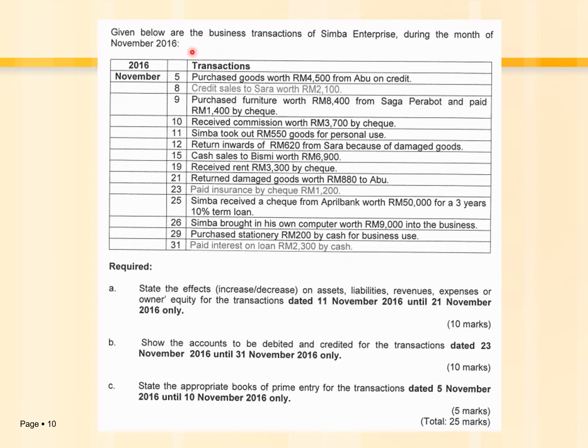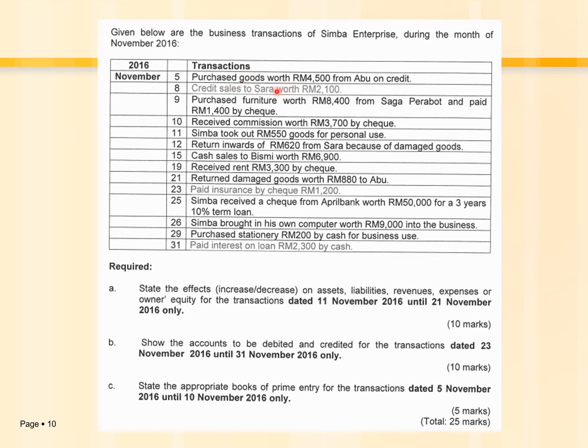So, these are the sample of question 2 sebenarnya. Kita dah buat question 2 ni. Kita buat A dan B, tapi kita tak buat lagi C. Some of you dah buat, I perasan, but some of you did not do it yet. So, untuk yang C ni, dia nak you state the appropriate books of prime entry untuk transaction dated 5 November sampailah 10 November sahaja. Start daripada 5 sampai 10. Yang ni je yang dia nak tahu, masuk dalam buku mana.